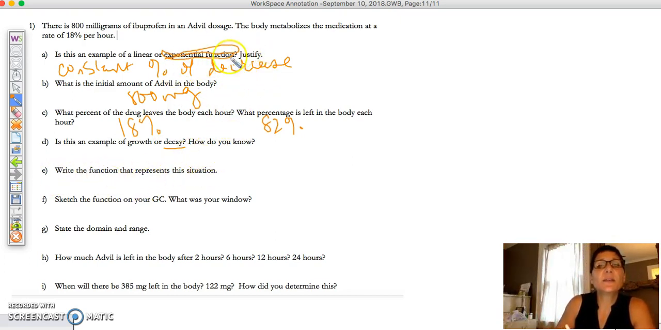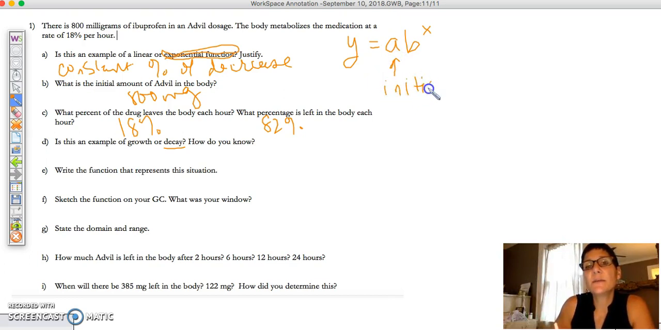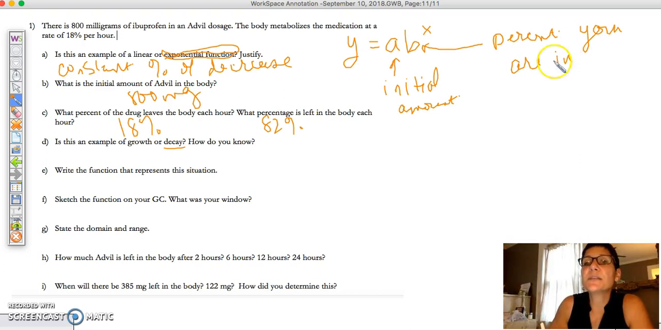So now that we know that it is an exponential function, again, your model is going to be y equals ab to the x power. Do you remember what a was? If you said initial amount, very proud of you, initial amount of whatever it is, it could be anything. And then your b is the percent you are increasing or decreasing, yes? How about your percentage of growth or decay.